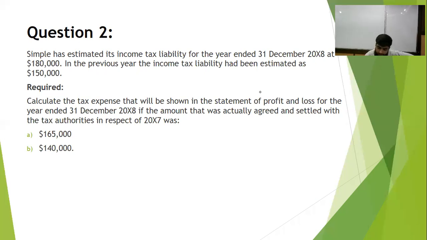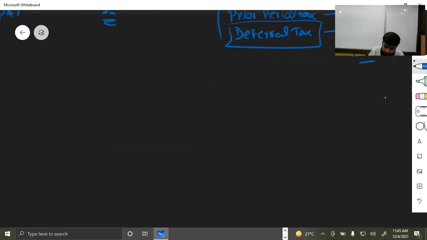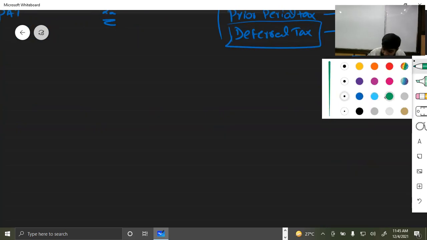Okay, let's continue with that one, that is prior period tax. What is prior period tax? Prior period tax is basically the tax of a previous year, but it is adjusted in the current year. What does it mean? Let me give you an overview of prior period tax.